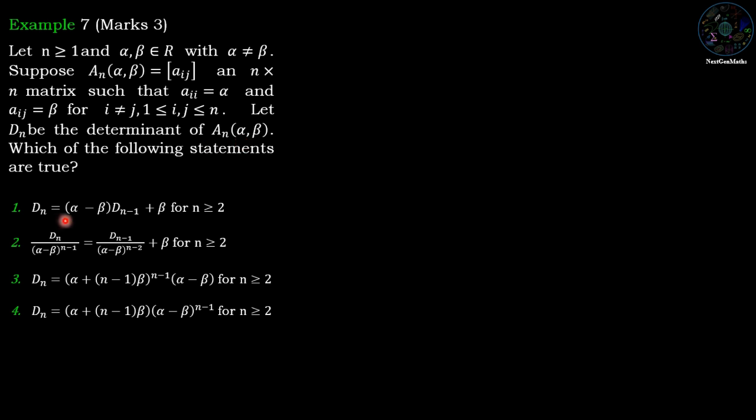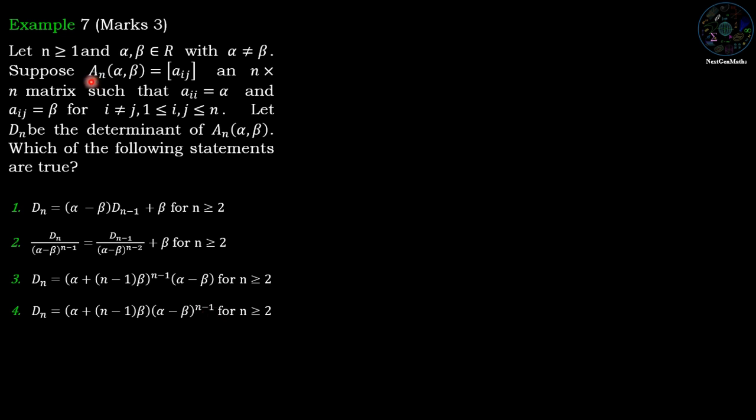First statement, d_n equal to (alpha minus beta) d_(n minus 1) plus beta, n greater than or equal to 2. Second option, d_n divided by (alpha minus beta) power n minus 1 equal to d_(n minus 1) divided by (alpha minus beta) power n minus 2 plus beta, n greater than or equal to 2. Third option, d_n equal to (alpha plus (n minus 1) beta) power n minus 1 times (alpha minus beta), for n greater than or equal to 2. Fourth option, d_n equal to (alpha plus (n minus 1) beta) into (alpha minus beta) power n minus 1, for n greater than or equal to 2.